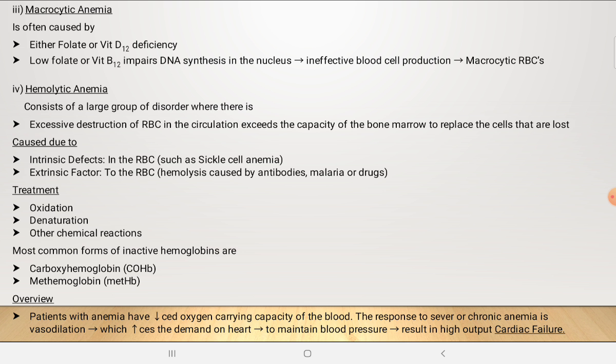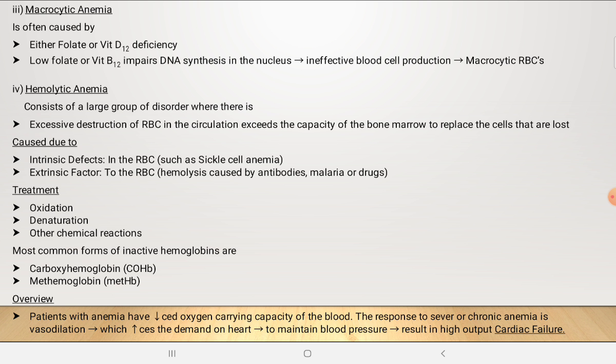Hemolytic anemia consists of a large group of disorders where there is excessive destruction of RBCs in the circulation, exceeding the capacity of the bone marrow to replace the cells that are lost. This is usually caused by intrinsic defects in the RBC, like sickle cell anemia, or extrinsic factors to the RBC, that is hemolysis caused by antibodies, malaria or drugs.